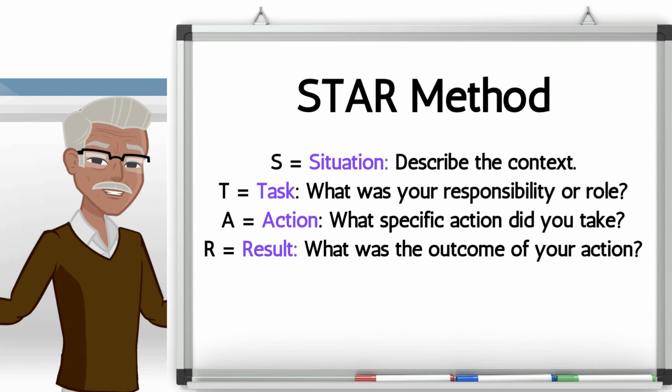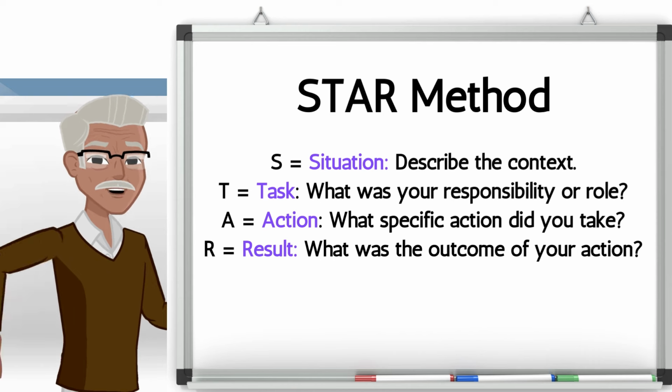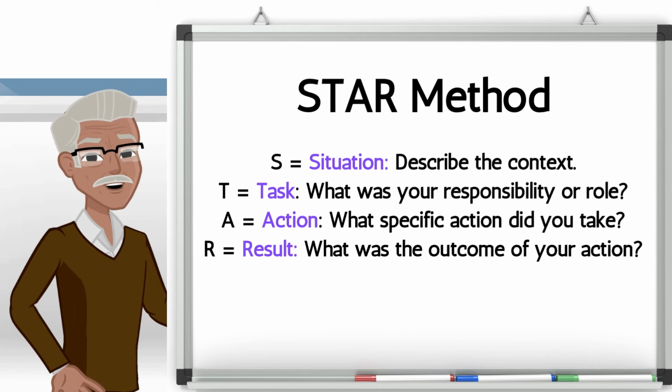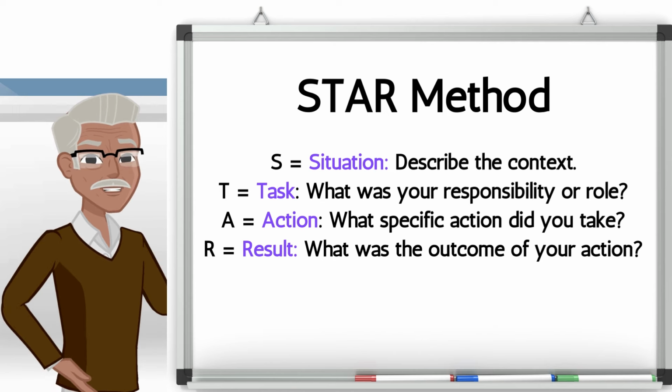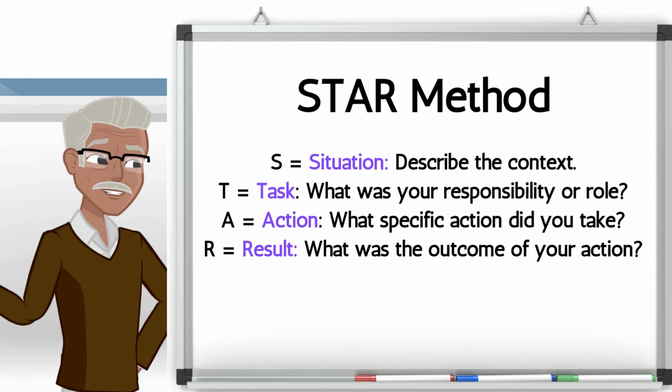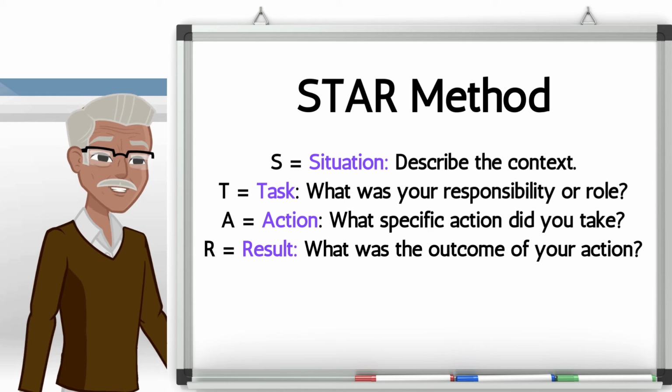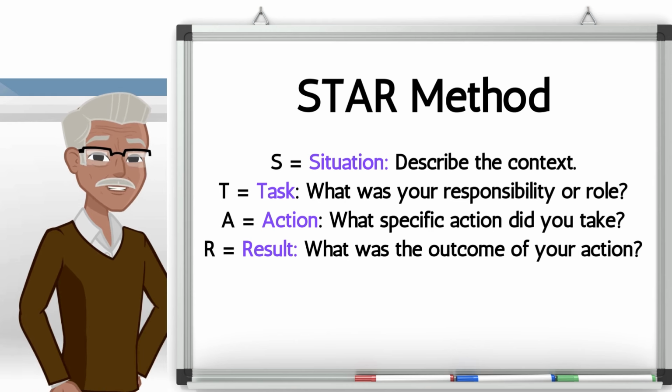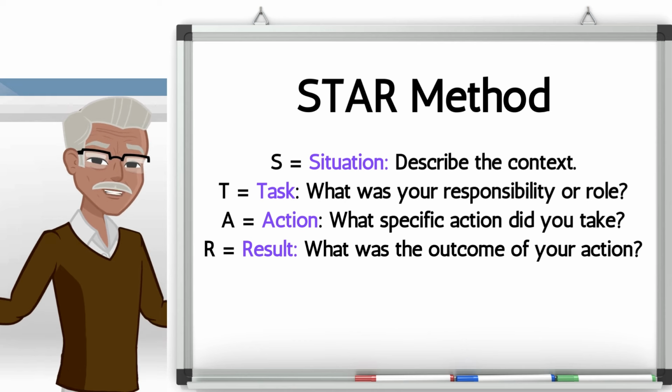First, let's talk about what the S.T.A.R method actually is. S.T.A.R stands for Situation, Task, Action, and Result. It's a structure that helps you answer behavioral interview questions, the kind that starts with "tell me about a time when," or "describe a situation where." These questions are designed to see how you handled certain situations in the past, and using the S.T.A.R method will make your answers clearer and more convincing.